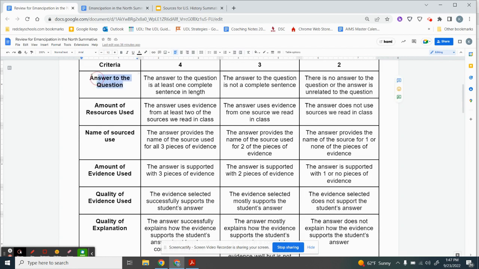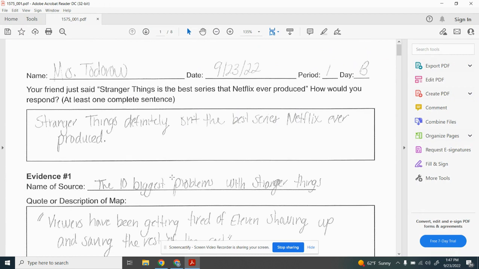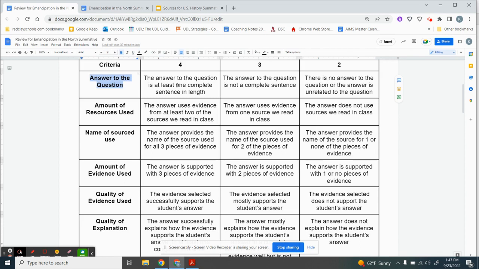So the first thing we're looking for when we're scoring is the answer to the question. Here's our first one. "Stranger Things definitely isn't the best series Netflix ever produced," is this student's answer. That is at least one complete sentence in length. So the student is getting a 4 for that.